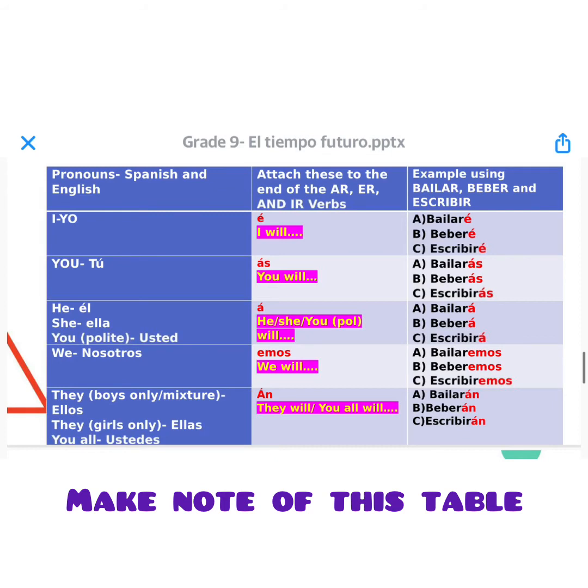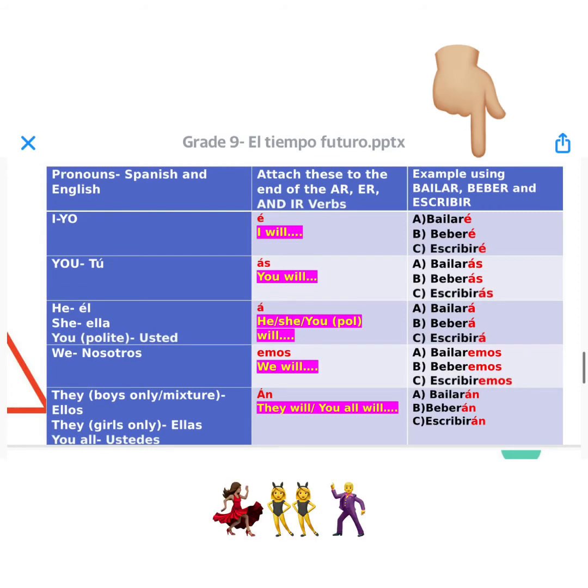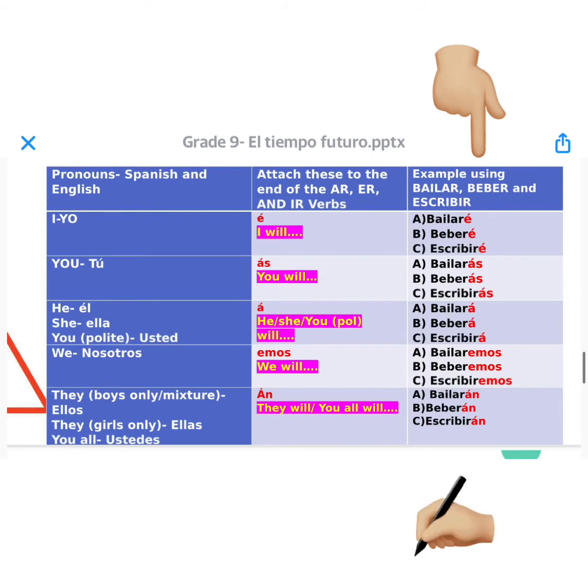Now listen carefully, students. Remember, do not take off the AR, ER, or the IR from the verb. Leave the verb alone, and all you have to do is to attach these endings. So let us look at the examples. I have the examples bailar, which means to dance, beber, which means to drink, and escribir, which means to write. So we want to conjugate these verbs in the future tense to say I will dance, you will drink, we will write, etc. So all we're going to do is this, students.